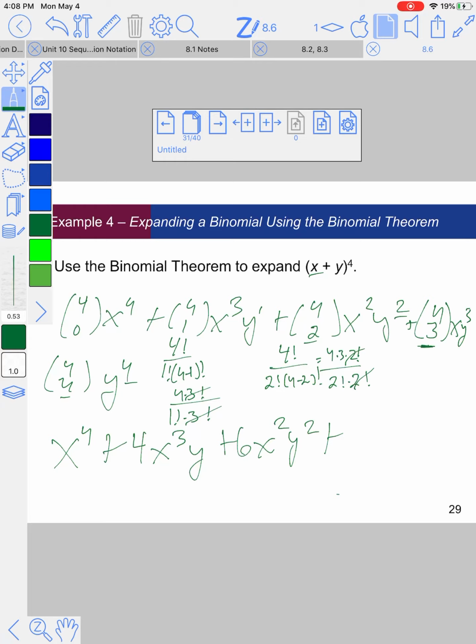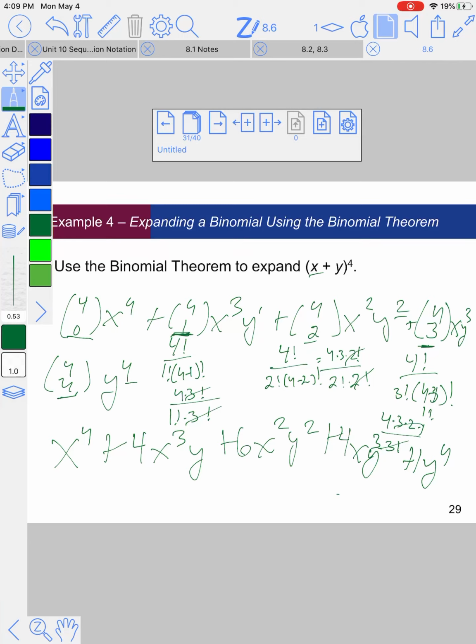4 choose 3. Well, 4 minus 3 is 1, so it's going to be the same as 4 choose 1. You can check it out. 4 factorial over 3 factorial times 4 minus 3 factorial, which is just 1 factorial. 4 factorial is 4 times 3 times 2 times 1 over the 3 factorial, which is going to simplify. 4 over 1 is 4. That's x to the 1, y cubed. And then 4 choose 4 will be the same as 4 choose 0, which is just 1, y to the 4th. And you're done expanding.